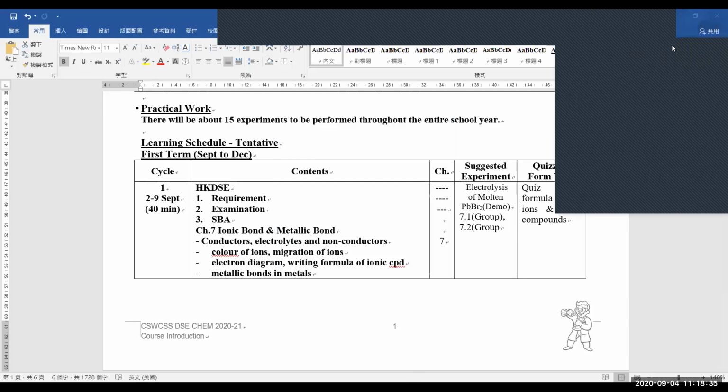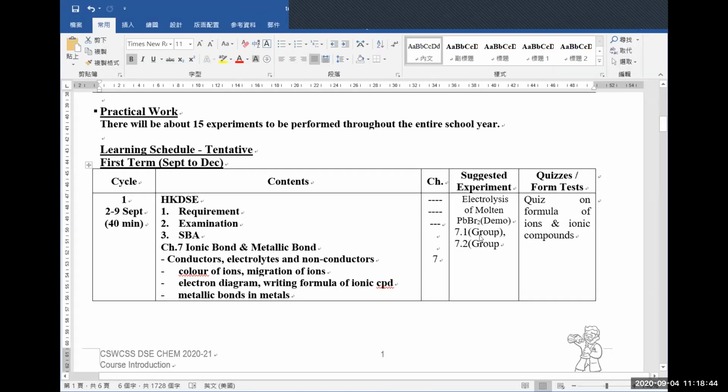So this is what you need to know. Yes, you should have SBA. But don't worry, you should have SBA. But we cannot control the situation, the epidemic situation. So just hope for the best, prepare for the worst.